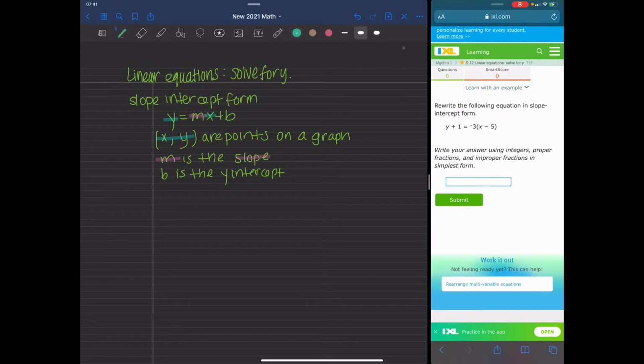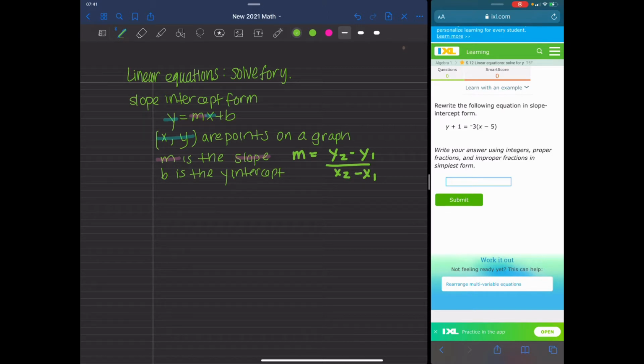So when we say slope, we mean m can equal y2 minus y1 over x2 minus x1. So slope has its own formula.